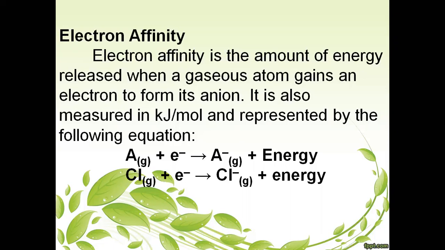For example, the equation: A plus electron gives A negative plus energy. So energy is released. Chlorine plus electron gives chlorine negative, and energy is released. So this is the electron affinity.